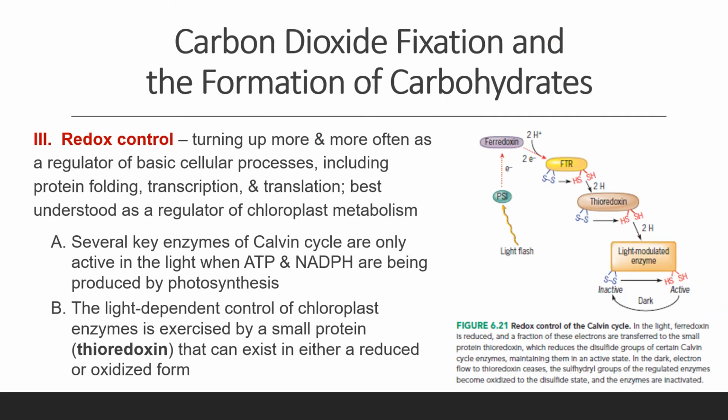So next we have the redox control. With redox control, this is actually a regulator of the basic cellular processes including protein folding, transcription, and translation. It is also best understood as a regulator of chloroplast metabolism. So several key enzymes of the Calvin cycle are only active in the light when ATP and NADPH are being produced by photosynthesis. So this light-dependent control of chloroplast enzymes is exercised by a small protein called thioredoxin that can occur in either a reduced or oxidized form.